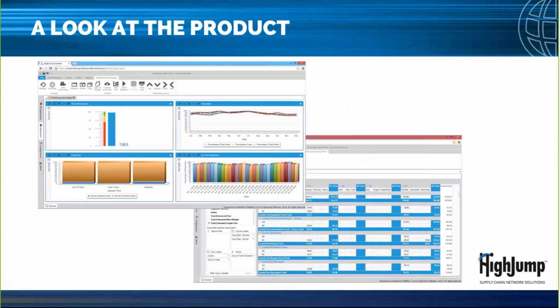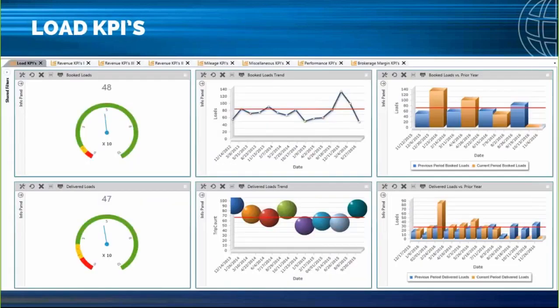Let's take a look at some of the different KPIs that are built into the Pulse product. This is an example of some of the load KPIs that come with the Pulse product. Once again, we're looking at a view, and within that view, there are 6 different panels.